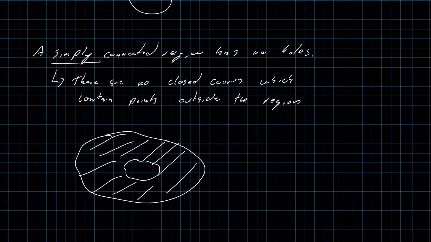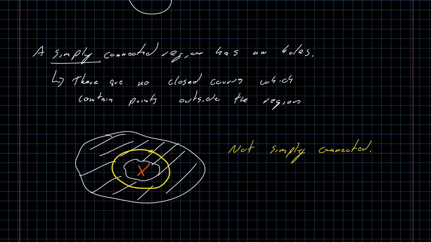But here's a picture of a region that is not simple. To see our definition, if I draw this closed curve, notice that within that curve is this point, which is outside of the region, which I should probably draw in red. So this is a region that is not simply connected.